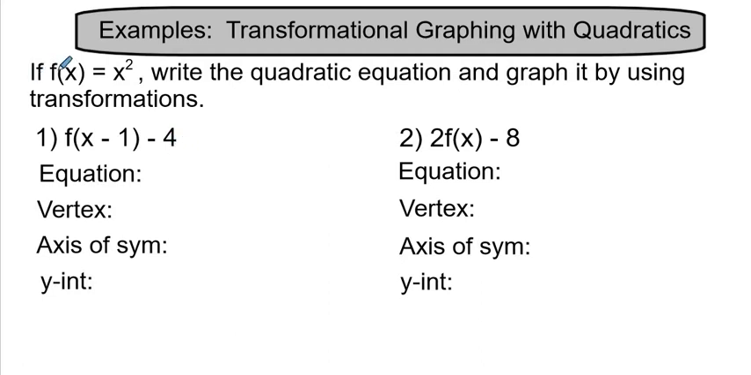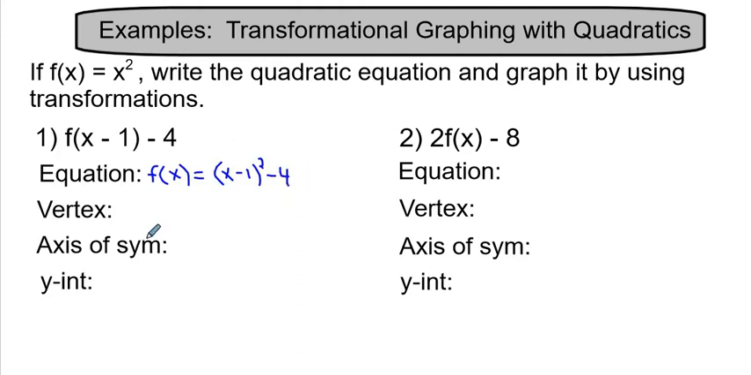So the direction says f of x is x squared. Write the quadratic equation and graph it by using transformations. So what that means is that f means x squared. So the first thing I want you to do is to write down, well, what is the equation? So the equation f of x in this example is (x minus 1) squared minus 4 from the previous chapter.